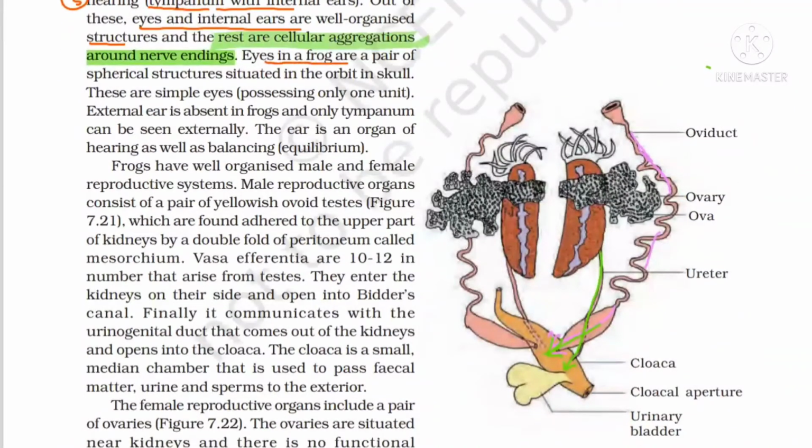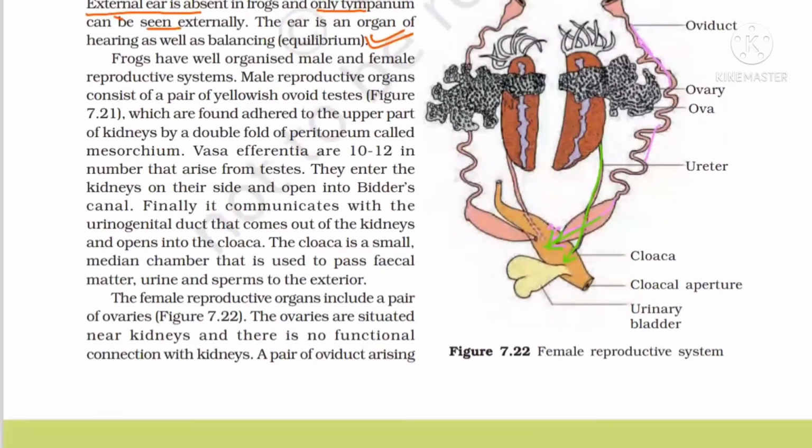Eyes are a pair of spherical structures situated in the orbit in the skull. Simple eye having one unit. In the cockroach we have studied, it has a compound eye. External ear is absent, and only the tympanum can be seen externally, which opens into the internal ear. You know, the internal ear is an organ for hearing as well as for balancing. Is it clear?